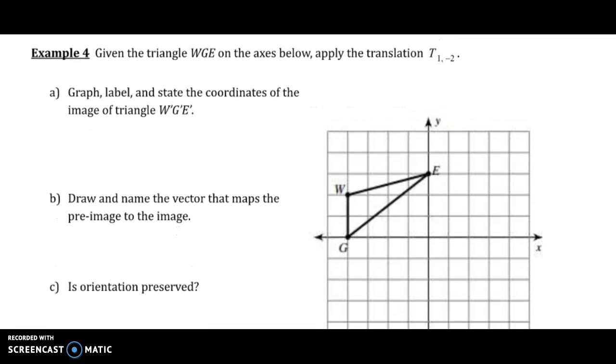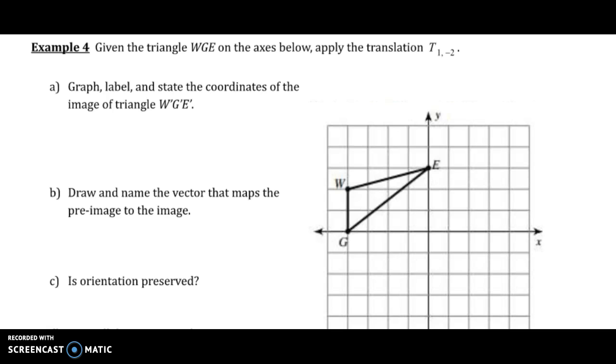This is Unit 3, Lesson 5, Example 4. So given the triangle WGE on the axes below, apply the translation T subscript 1, comma, negative 2. So that means in the x direction we are moving positive 1, which is to the right, and in the y direction we are moving negative 2, and again negative in the y is down.